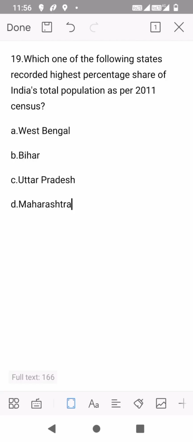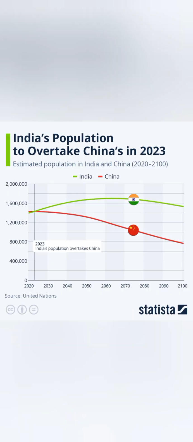The next question is, which one of the following states recorded highest percentage share of India's total population as per 2011 census? The options are A. West Bengal, B. Bihar, C. Uttar Pradesh, and D. Maharashtra. And the correct answer is C. Uttar Pradesh. So, according to the 2011 census, Uttar Pradesh was the most populous state of India.